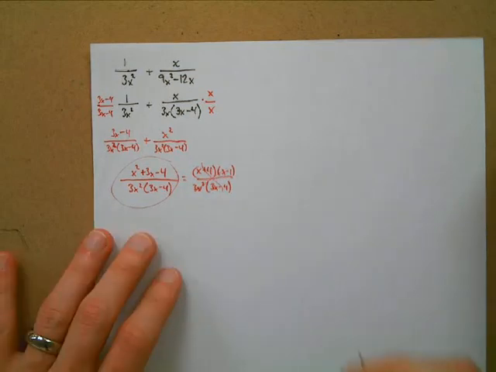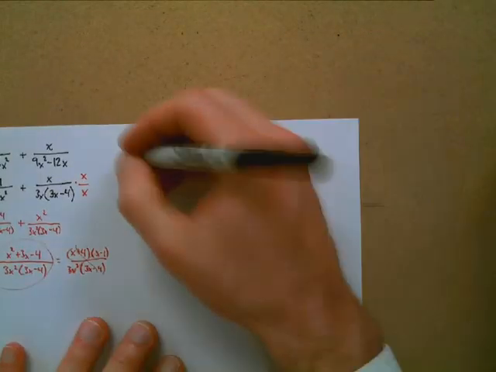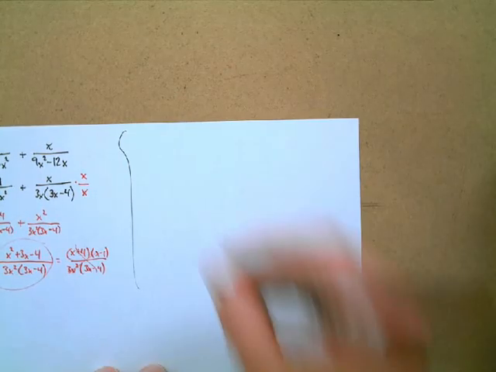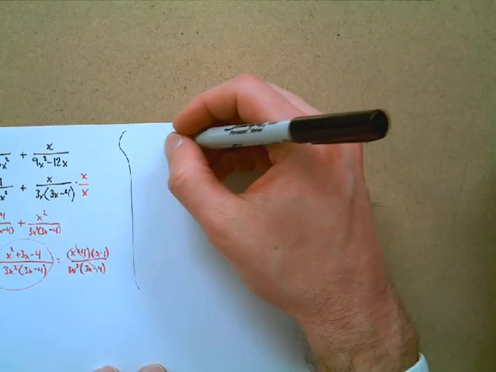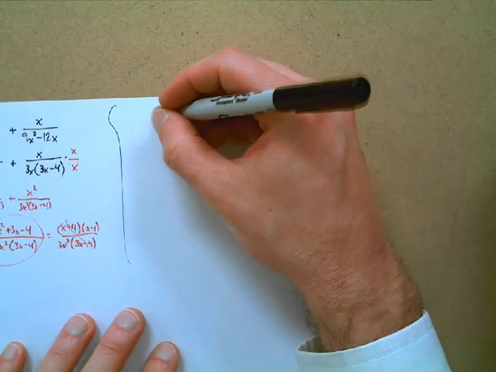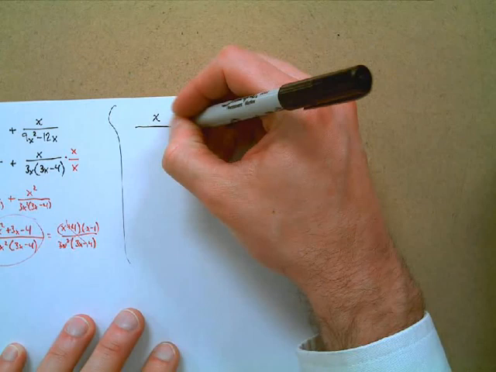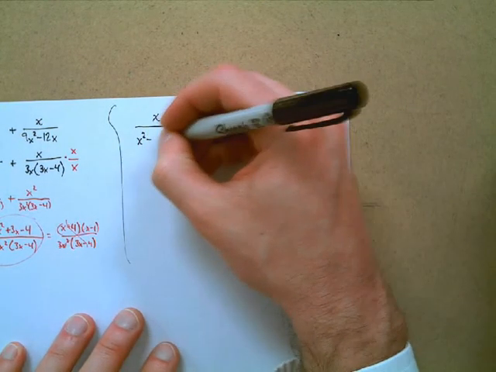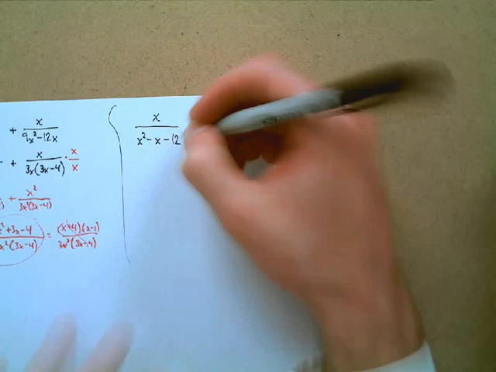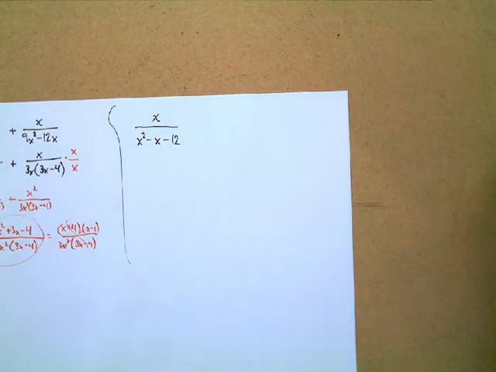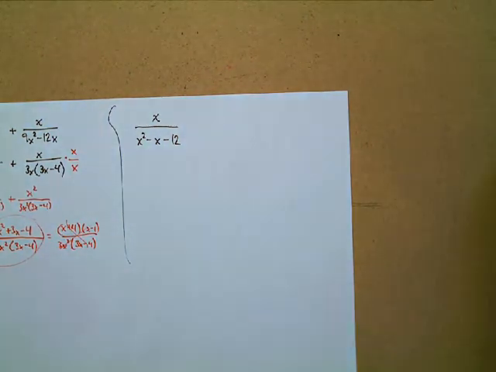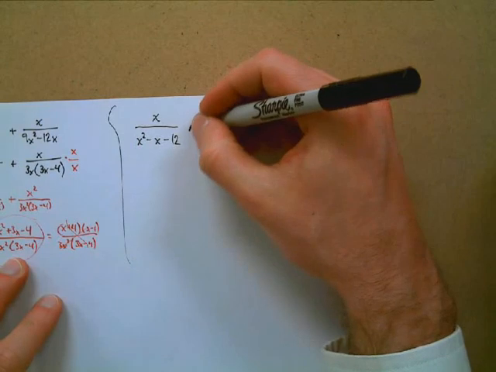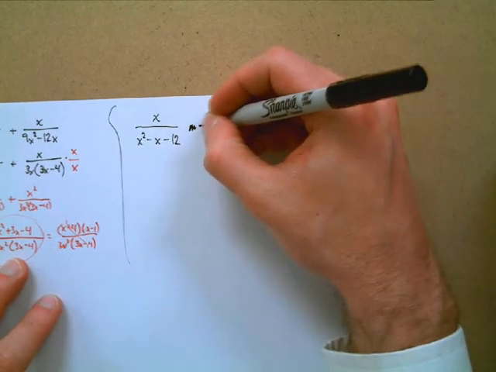All right, x over x squared minus x minus 12 plus, oh, no, sorry, I don't want to do plus. Minus, I want to subtract now. We need to do the subtraction ones in a little while. Minus 5 over 12x minus 48.